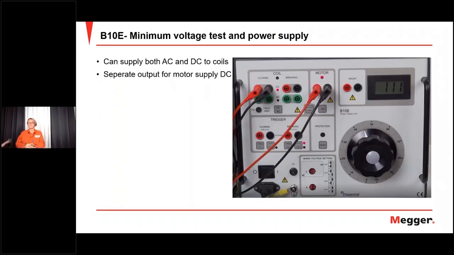For the minimum voltage test, you need a voltage supply unit, and this can also, of course, be used as a normal power supply during normal tests with the analyzer. It can supply both AC or DC to the coils, and has a separate output for motor supply DC.